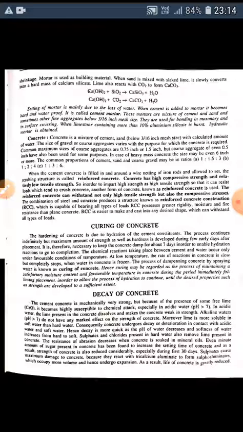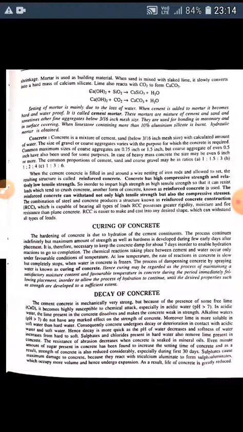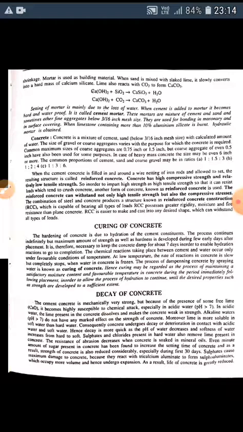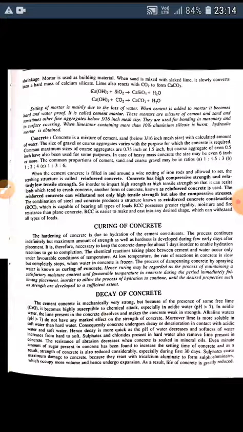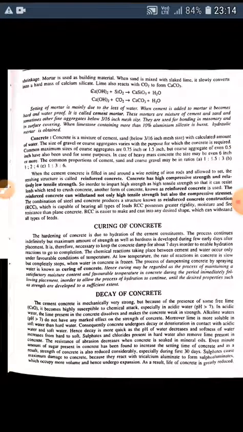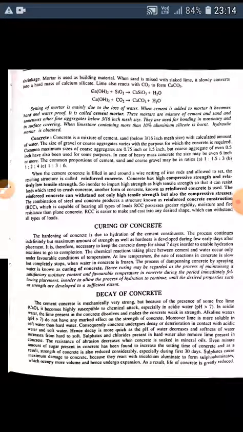The common proportions of cement, sand, and coarse gravel are in the ratios of 1 is to 1.5 is to 3, 1 is to 2 is to 4, and 1 is to 3 is to 6. When the cement concrete is filled in around a wire netting of iron rods and allowed to set, the resulting structure is called reinforced concrete.